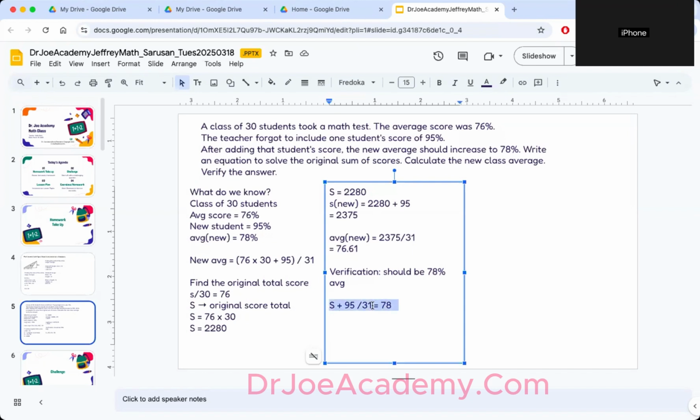So does this step make sense right here? Yep. All right, perfect. So that's kind of what we're looking for here when it comes to writing an expression, writing an equation for this. So let's solve for S. How do we do this? Let me put brackets here to make it look a little easier to understand.